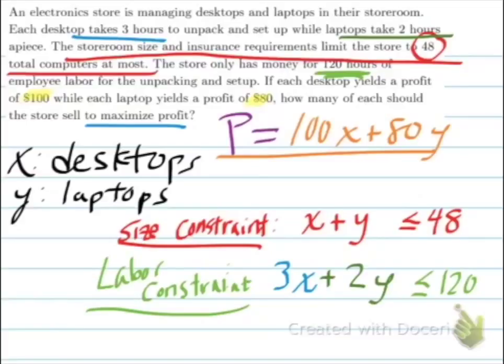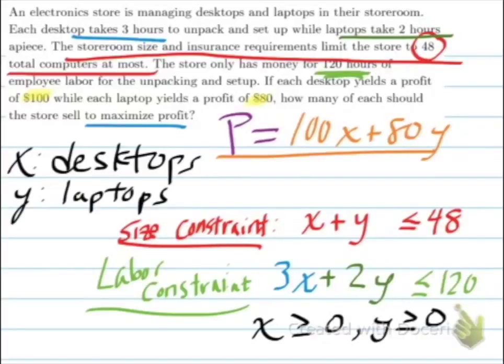As usual, you want non-negativity. You don't want a negative number of computers. That wouldn't make any sense. So X must be greater than or equal to 0, and Y, the number of laptops, must also be greater than or equal to 0. So if you're confused here, the rest of it is pretty straightforward in terms of what we've done in class before.